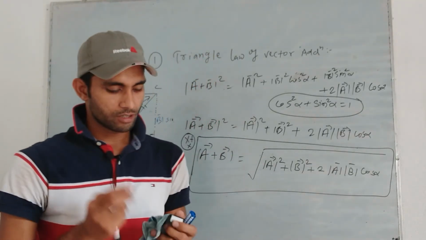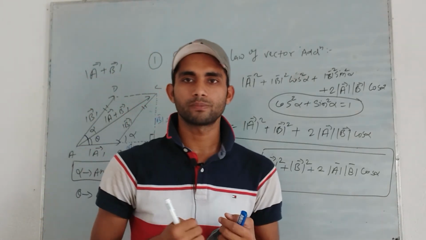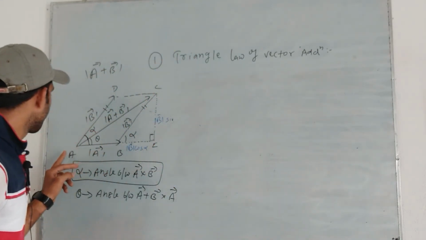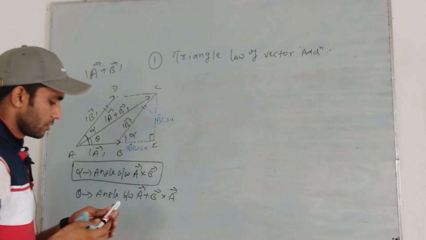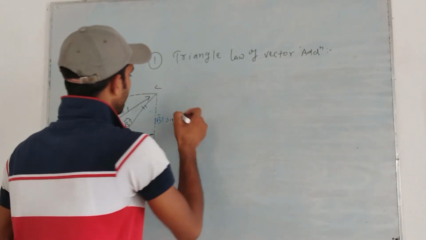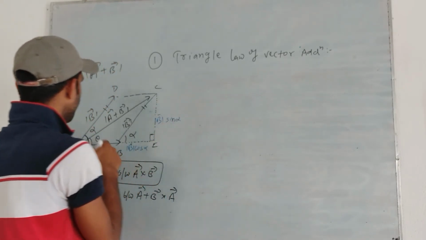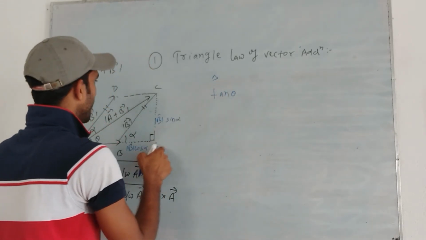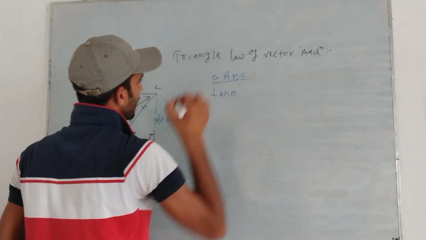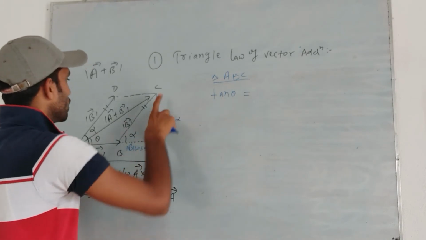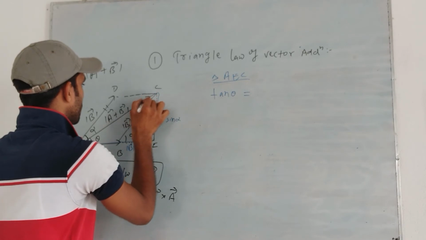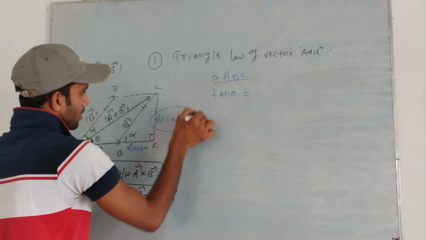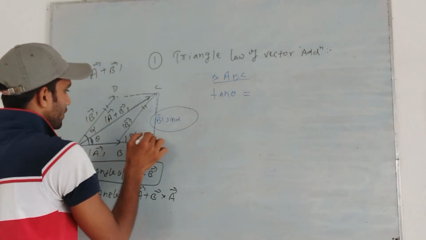Now our next topic is how we can find the direction of A plus B, right? To find the direction of A plus B, you have to write tan theta in triangle AEC. Then you will get the value of theta, and theta is the direction of vector A plus B. So tan theta is equal to perpendicular upon base. In this triangle, this is theta, this is your perpendicular and this is your base, because this is 90 degrees.